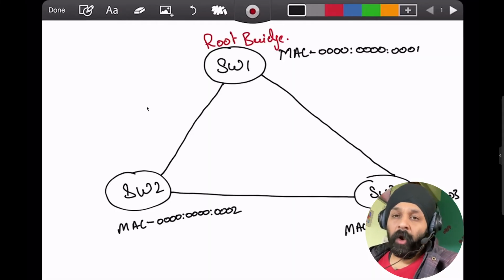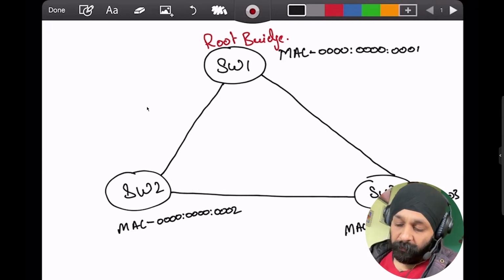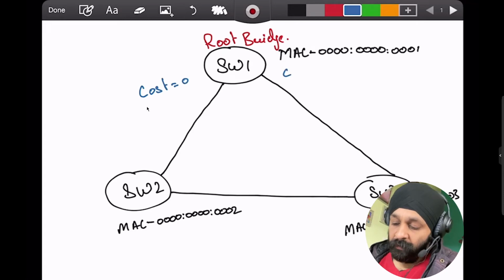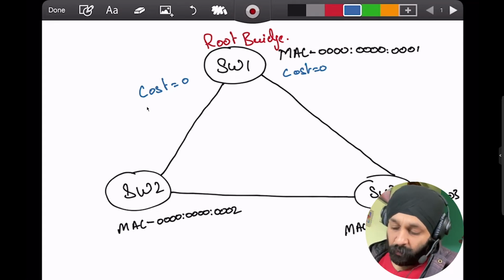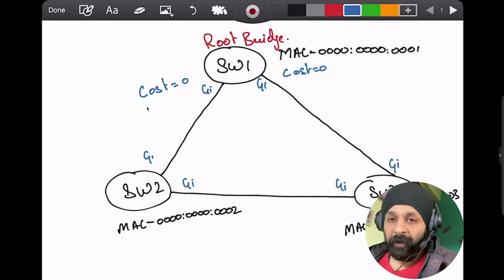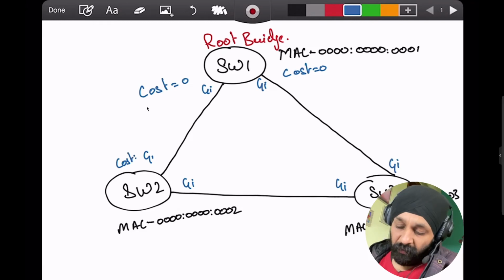So let's understand how this cost comes into play. Our switches have already decided that switch 1 is the root bridge. For a root bridge, the cost is going to be 0 for all the ports associated with this switch. And we assume that all the other ports are gigabit ports. This port is a gigabit port, this is also a gigabit port, this is also a gigabit. And by default, in the old cost method, the cost of the port is 4.